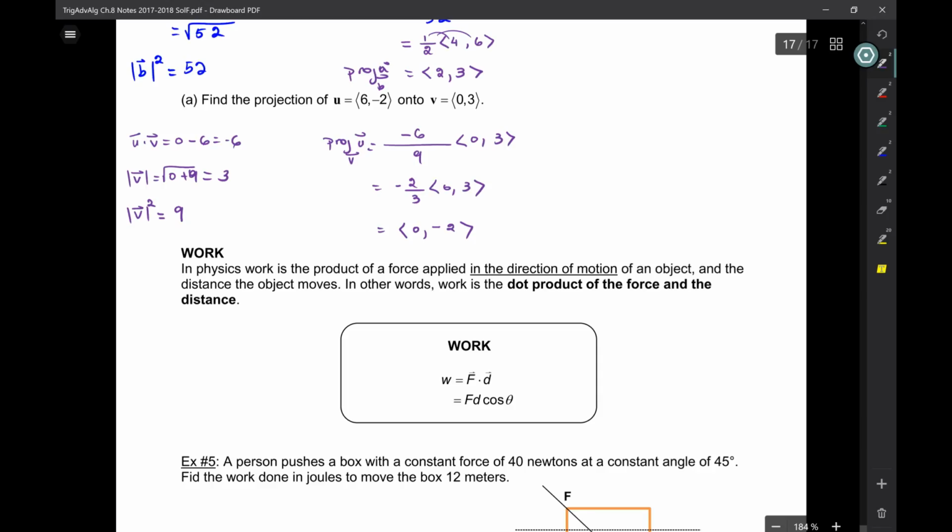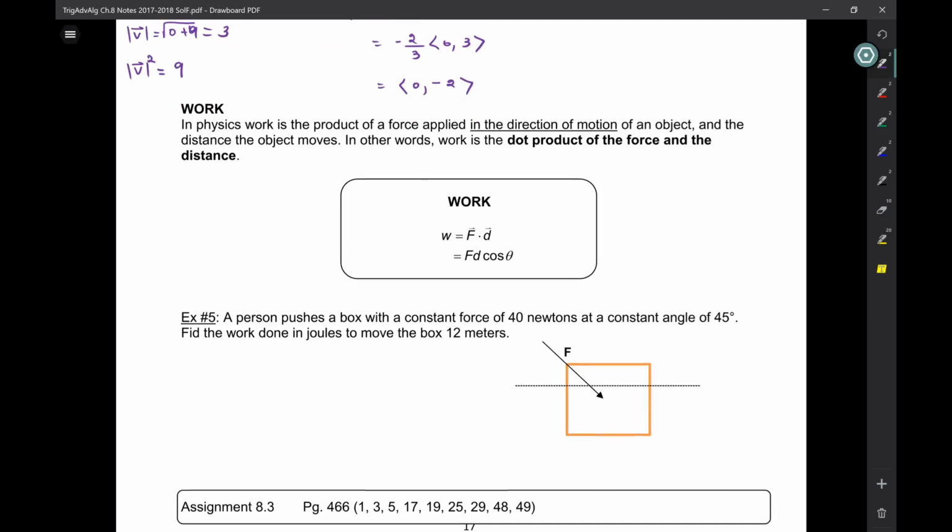This is what we got for the projection of U onto V, right? Okay, so now, why do we care? Why do we do this? Well, there are lots and lots of applications, but the most obvious is when we talk about how much work is being done, right? So in physics, the concept of work, okay? Work happens when you apply force onto something and that something moves, right?